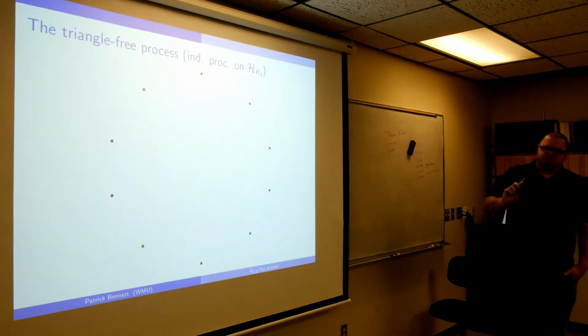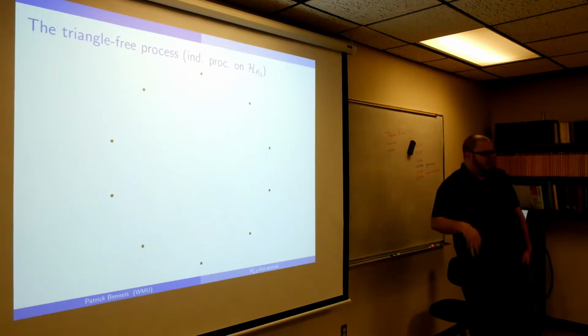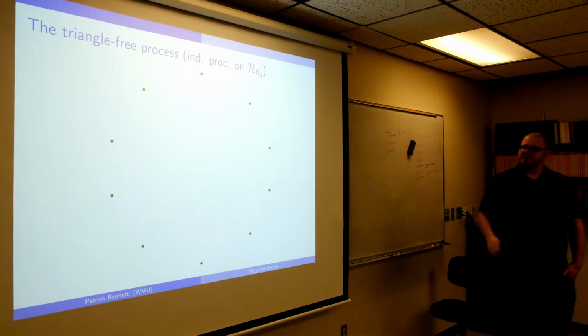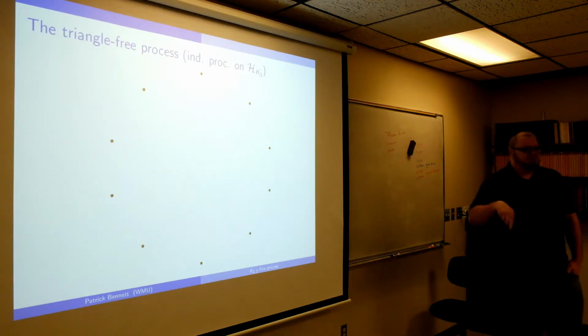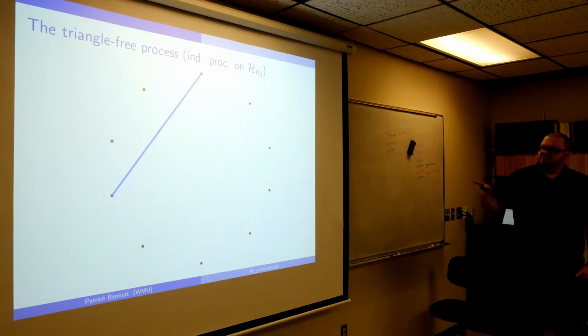Let's take a different view of that process. Remember the hypergraph H sub K3, which corresponds to a graph. The edges of this hypergraph are triangles in the graph. So what I'm going to do is show you the triangle-free process, but I'm going to show you the graph view of it because it's easier to visualize. So the things that we're choosing are not vertices. The things that we're choosing are edges. So I'm going to choose a thing and turn it blue.